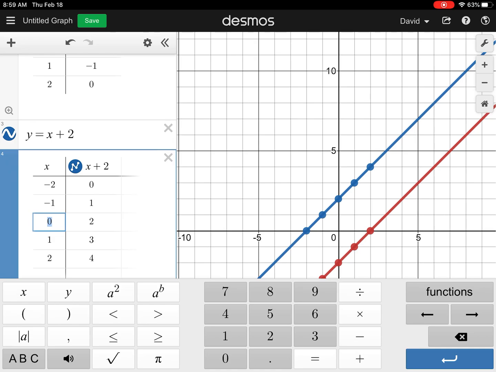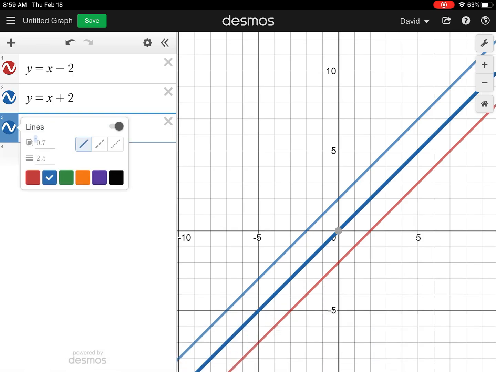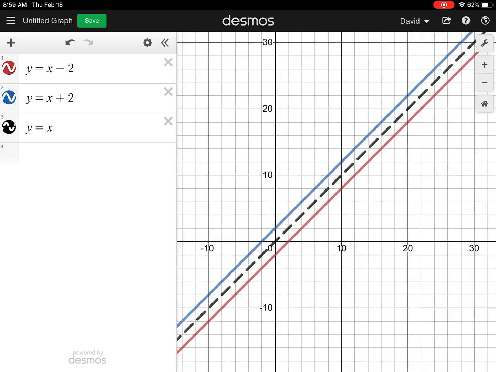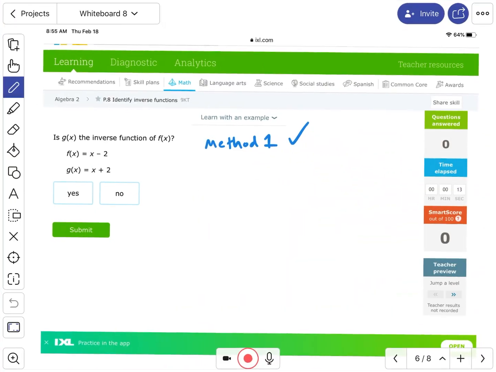Let's see here. So I'll just get rid of these tables now. Okay, so if I graph y equals x, I'm gonna make this dotted, just because it's not really the equation, it's just a line of symmetry. Is that a line of symmetry? Is that right in the middle? It does look like it. It looks like a road, huh? So yes, it does pass method 2 as well, the line of symmetry.